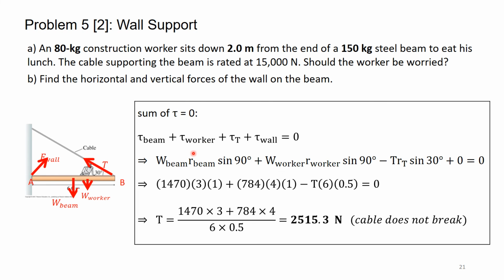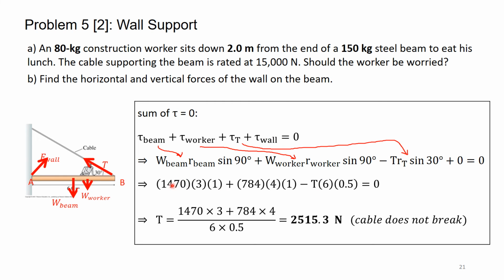So now we use the equilibrium condition. We add up all the torques. So there are 4 forces and they produce 4 torques. So let's call them torque of the beam plus torque of the worker plus torque of tension plus torque of the wall. And then you plug in the expressions for the torque of the beam and for the worker. You multiply the weight with the R value with the sine of the angle. And then for the torque of the tension, you multiply the T with the R value and the sine of 30. And the torque of the wall is already 0, so you can just put a 0 here.